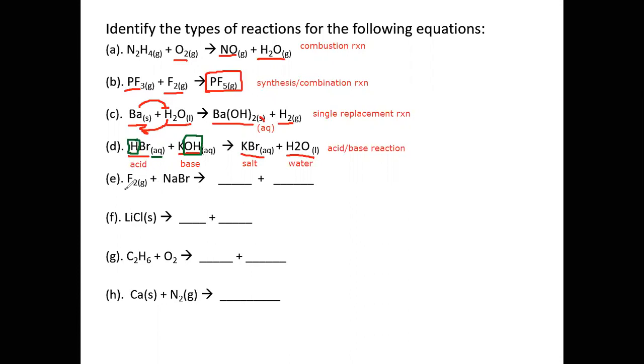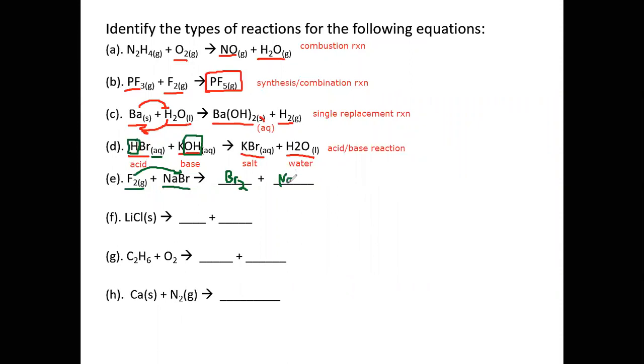Here we have fluorine, which is an element, and we have sodium bromide, which is a compound, and we have two products that are produced. So since we have an element and a compound and we have two products, we can be fairly certain that one of these products is going to be an element and one is going to be a compound. That tells us it's going to be single replacement. So what we're going to do is replace the bromine or the bromide with fluorine. And so our two products would be Br2 and sodium fluoride.